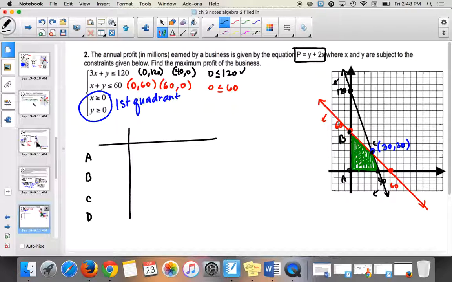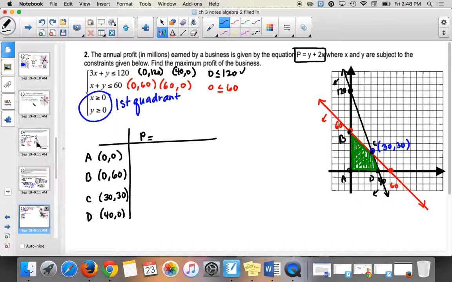Okay, so A is going to be the point 0, 0. B is going to be the point 0, 60, is that right? Yeah. C is going to be, we just found it, 30, 30, but if we didn't know it, then we would do substitution or elimination to find it. And then D is going to be the point, I didn't label it, 40, 0.